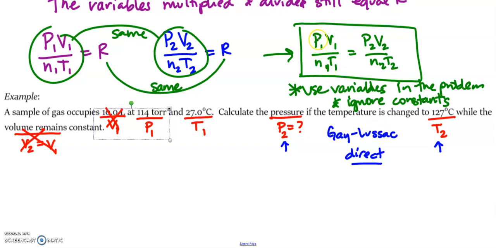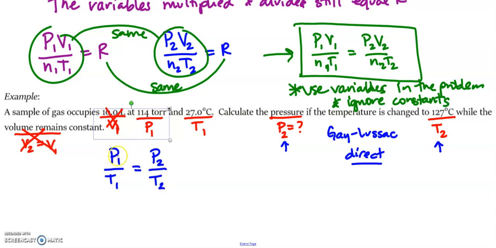So for example, what I mean is pressure and temperature are in our problem. So we're only going to write pressure and temperature in our equation. So our equation is pressure over temperature. Notice I'm just not writing the N and the V. And then over here, also pressure and temperature.